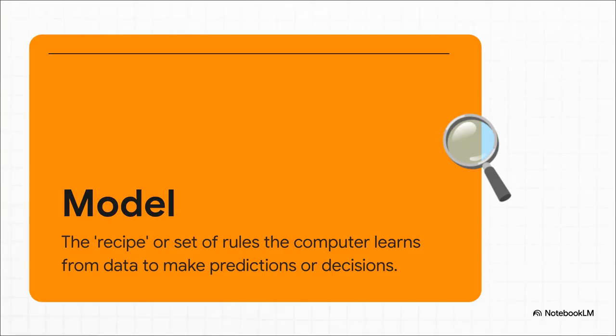The first word you'll hear is model. And please, don't let your eyes glaze over thinking about complex algorithms. It's way simpler than that. Just think of a model as a recipe. That's it. It's the set of rules and patterns the computer figures out from all the data. Honestly, your whole project is really just about creating and perfecting this one recipe.